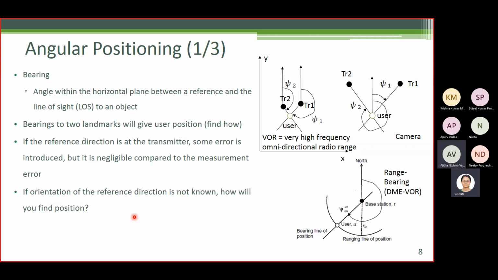When the reference direction is also not known, how many unknowns do you have then? What is your name? Neela. Okay.